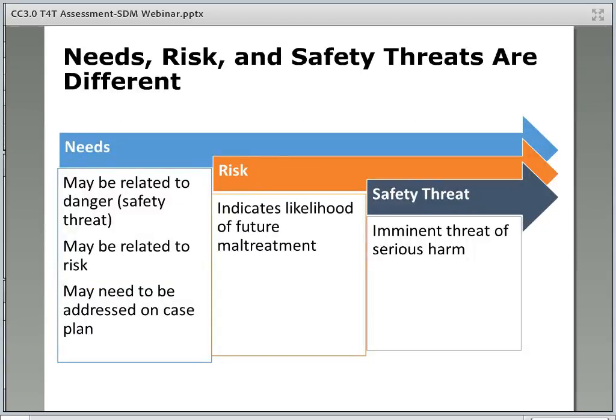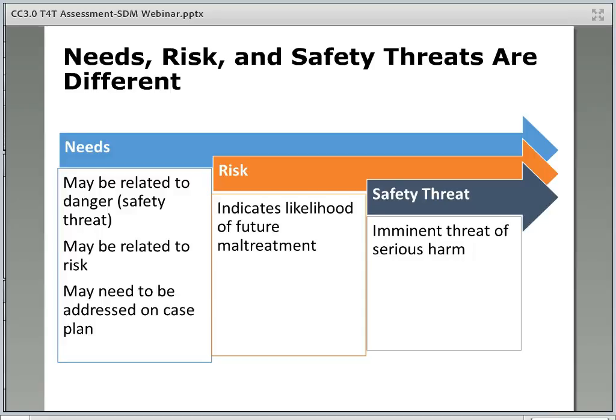The terms needs, risk, and safety threat are often used interchangeably in child protection. However, when using the SDM system, each of these terms has an important, distinct meaning. It is important that instructors have a good understanding of these definitions so they can facilitate discussion about the safety threat, risk, and needs of the family.